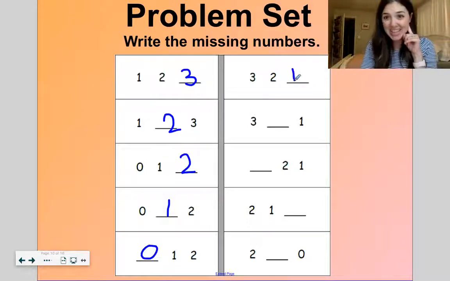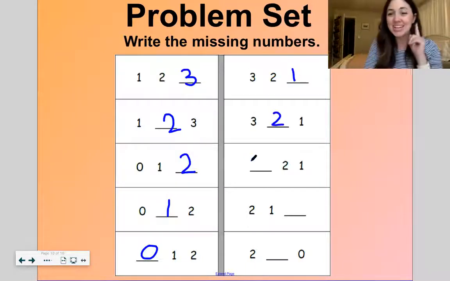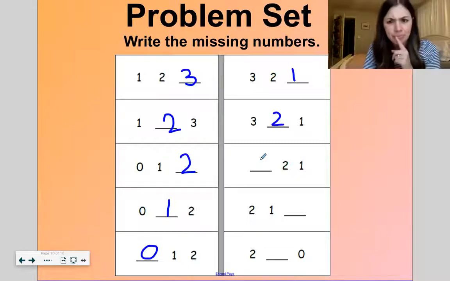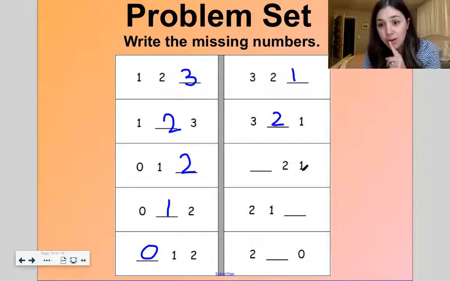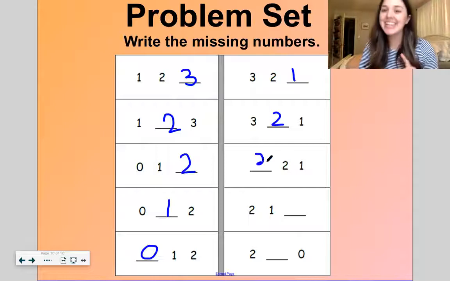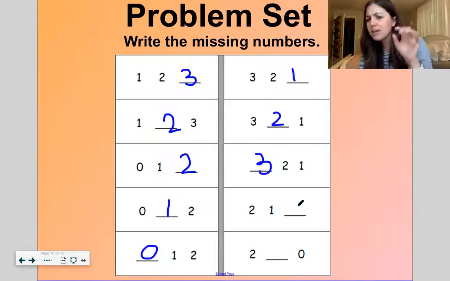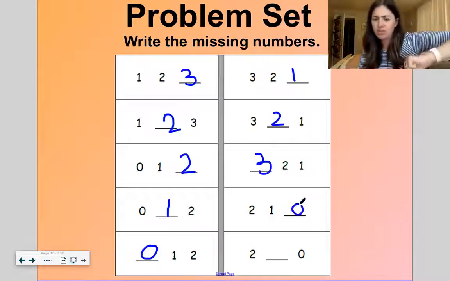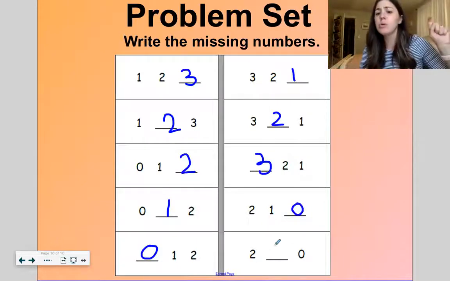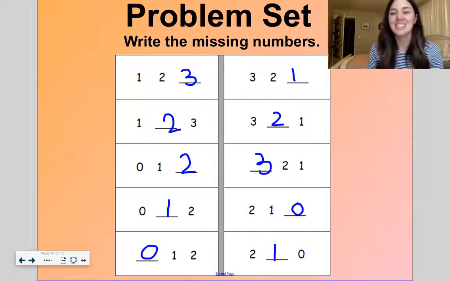3, 2, 1. 3, 2, 1. Blank, 2, 1. 3, 2, 1. 2, 1, 0. That was counting down. 2, 1, 0. Good. That was fun to fill in those gaps there.